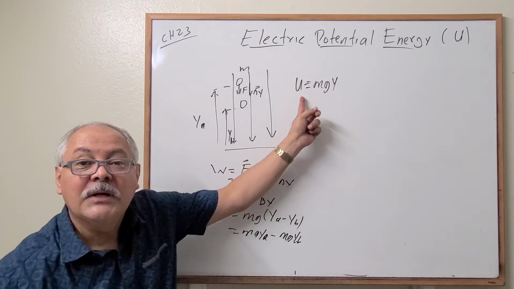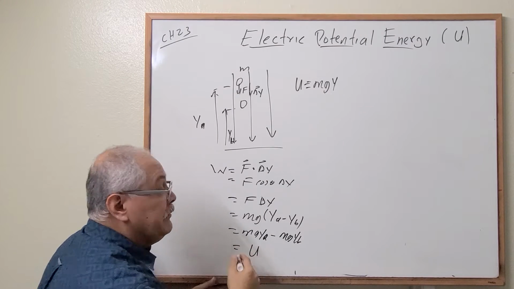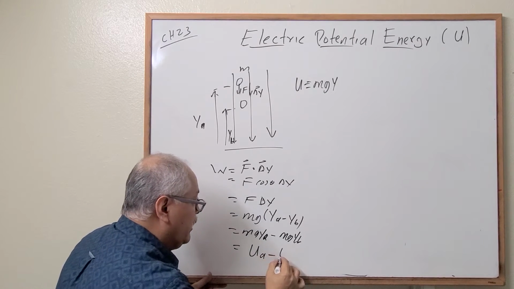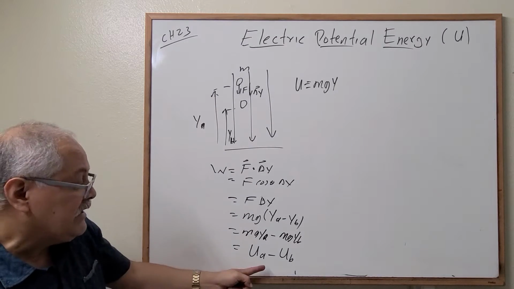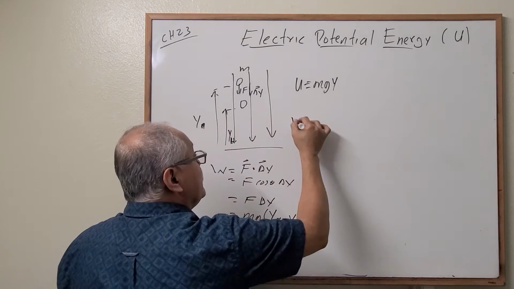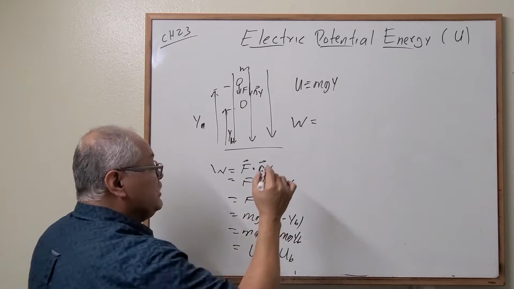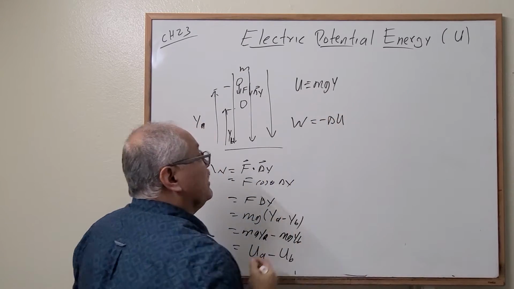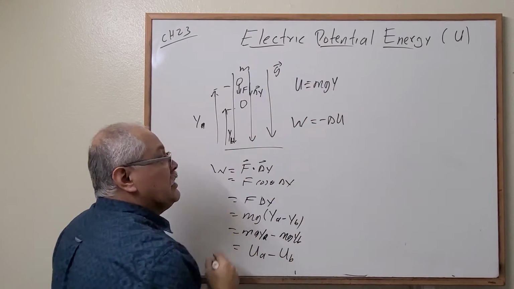When we write this definition right here, what do we have? This equals the gravitational potential energy at A minus the gravitational potential energy at B. It's better to represent this as a difference, the change. So we represent the work done by gravity on this object as equal to negative the change in the gravitational potential energy, correct?